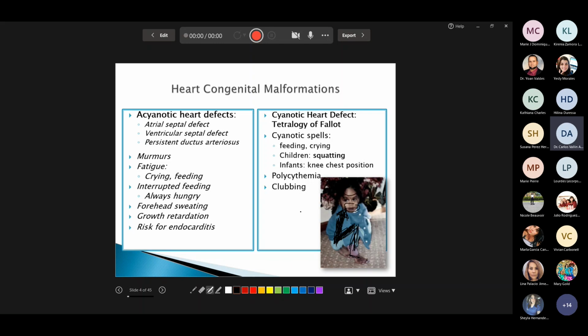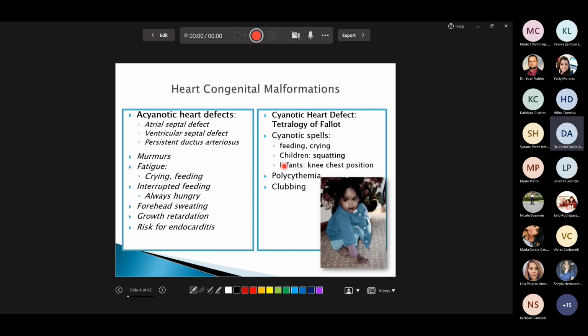So the cyanosis will improve. The blue color will decrease, yes? And the cyanosis will improve in this position. That's why it's okay to allow and to respect this squatting position of the children when they suffer of the tetralogy of Fallot and have a cyanotic spell, because this position will decrease and improve the cyanotic spell.